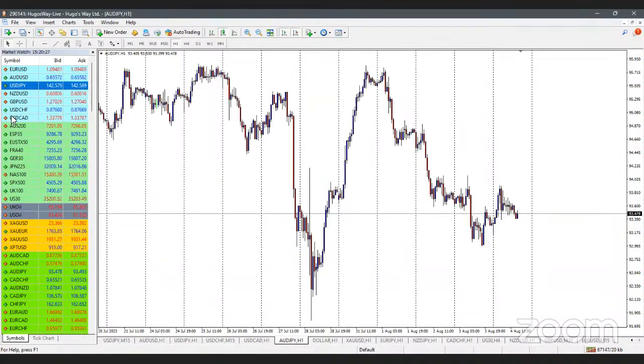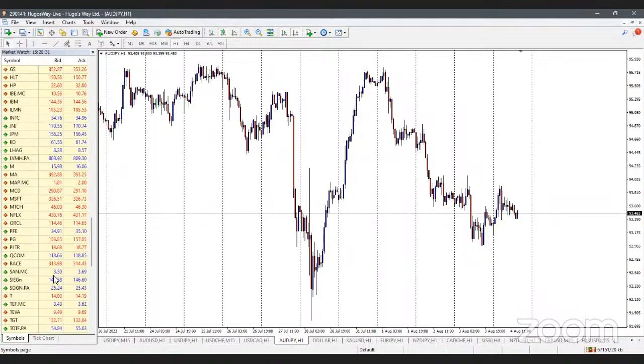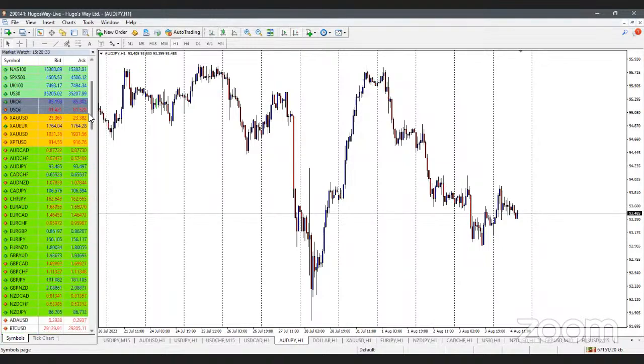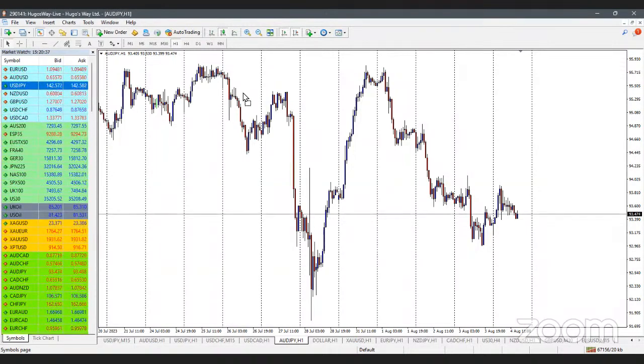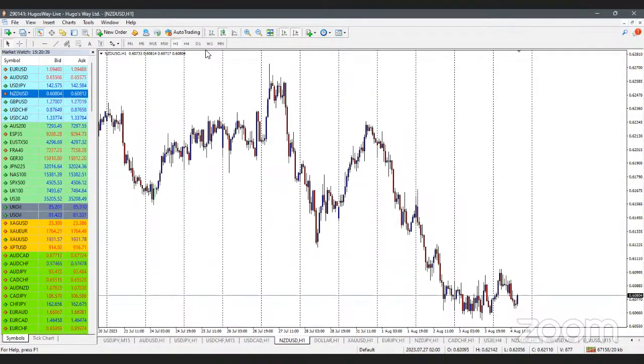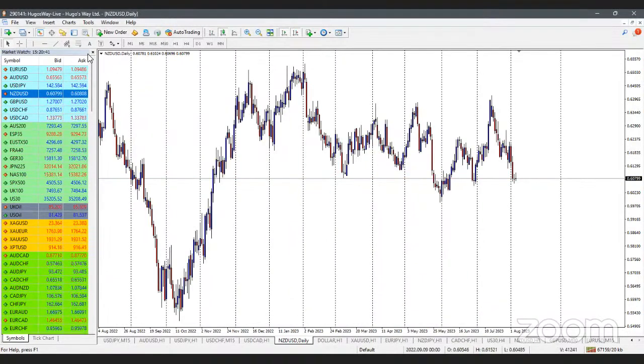Let me see if I can find NZD USD. I don't know where it is. Okay, NZD USD. Here we go. It's right in front of me. Now, NZD USD is another one that I really like.